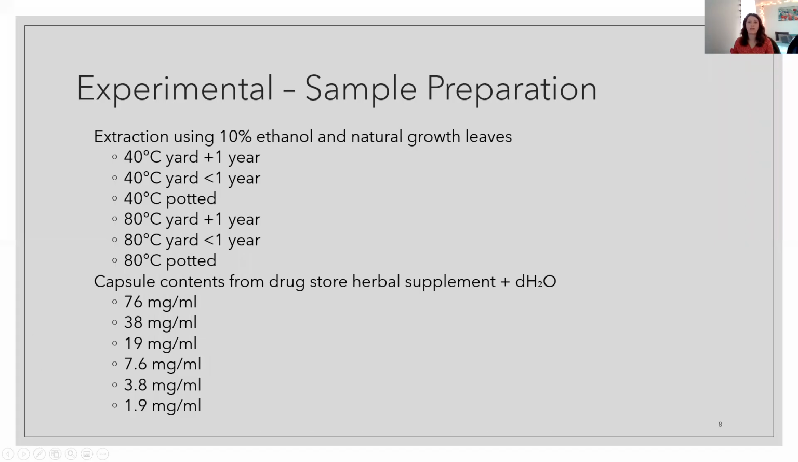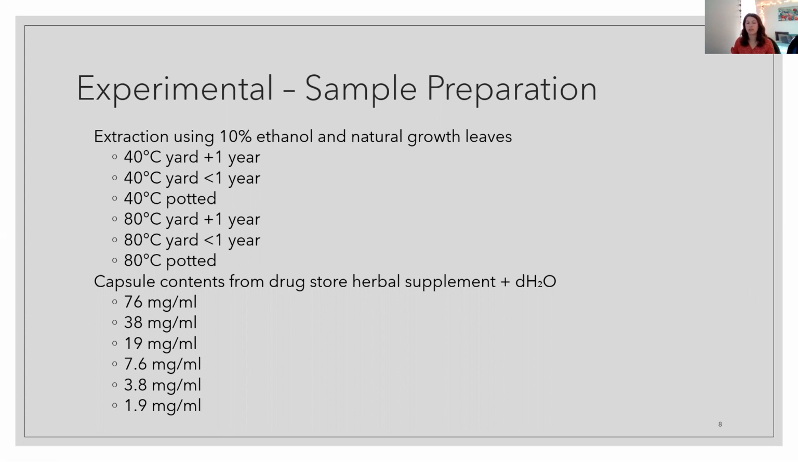So for our experimental setup, we had samples from 2 different data sets. The first data set that we had was natural growth leaves. We made ethanolic extractions using a 10% ethanol solution and these natural growth leaves, which were grown in Western Pennsylvania.